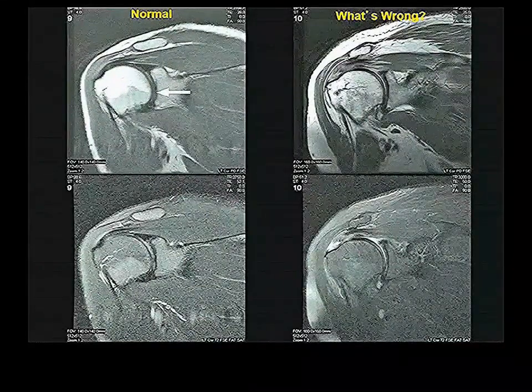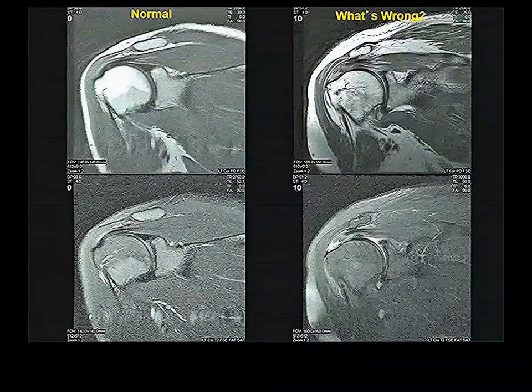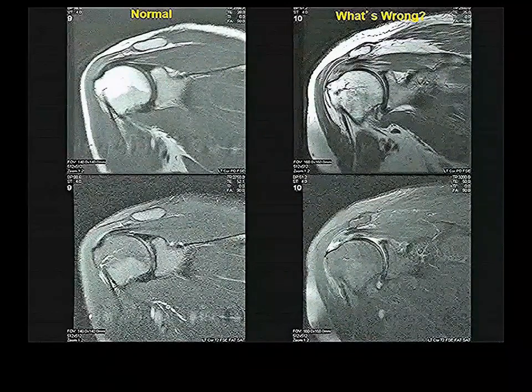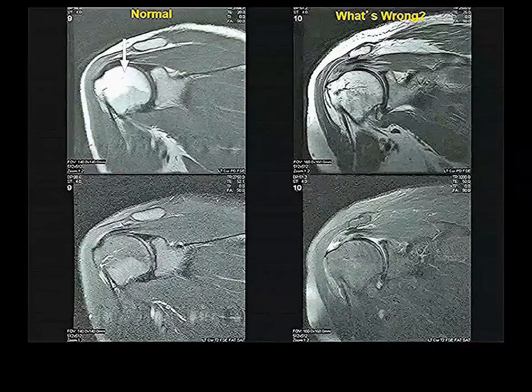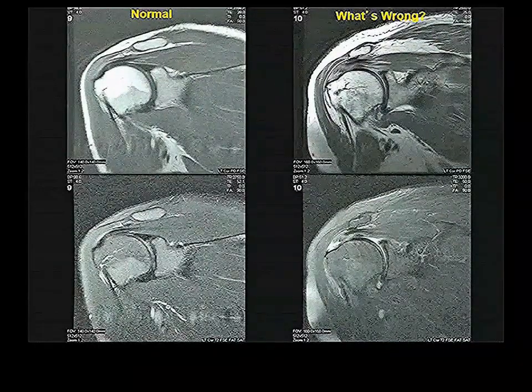Glenoid. Greater tubercle of humerus, head of humerus, greater tubercle head.